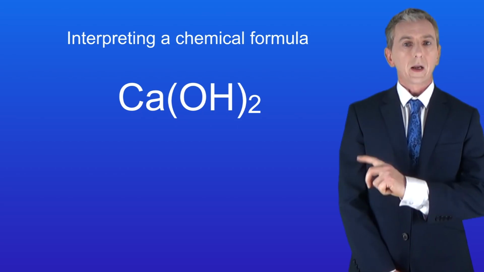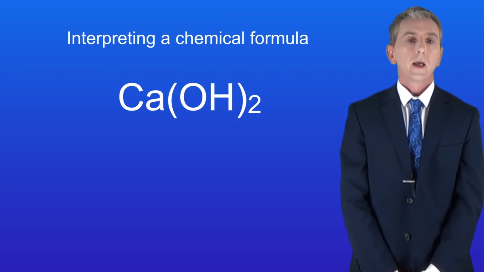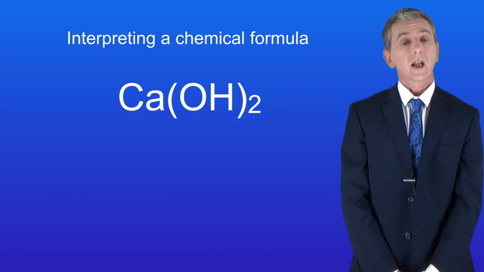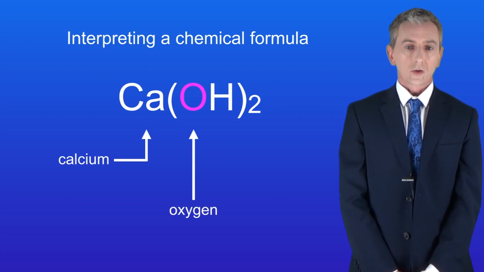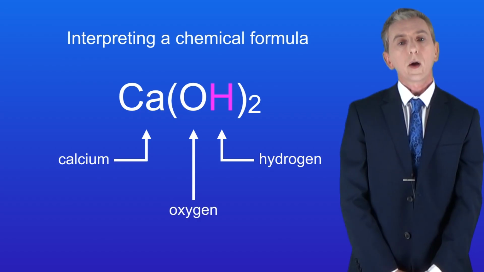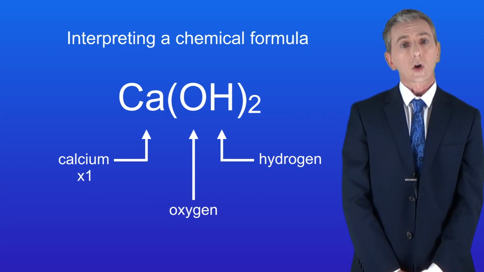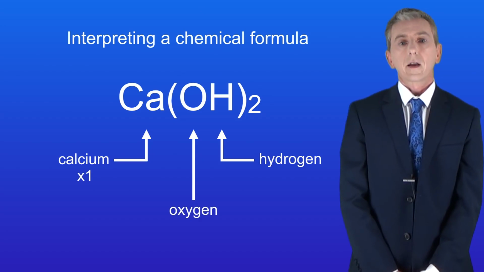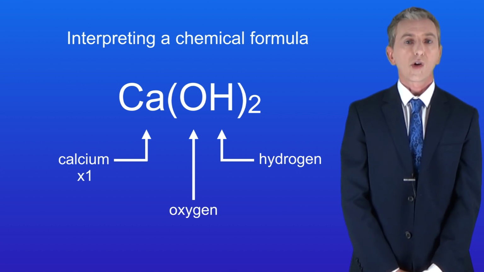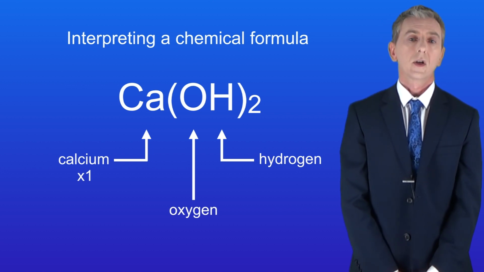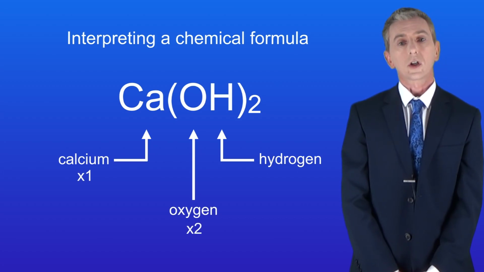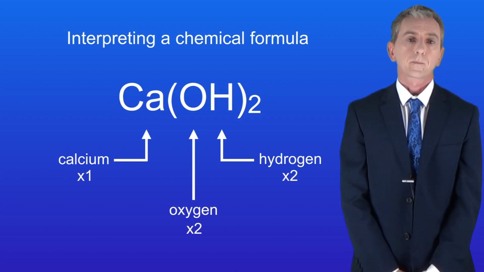Here's another chemical formula, and in this one we now have brackets. Again, using the symbols, you can see that we've got 3 elements: calcium, oxygen, and hydrogen. But what about the number of atoms? Well, there's no small number to the right of the calcium, so we've got 1 atom of calcium in this compound. Inside the brackets, we've got oxygen and hydrogen, and there's a small 2 to the right of the brackets. Little numbers to the right of brackets multiply everything inside the brackets. So in this case, we've got 2 atoms of oxygen and we've got 2 atoms of hydrogen.